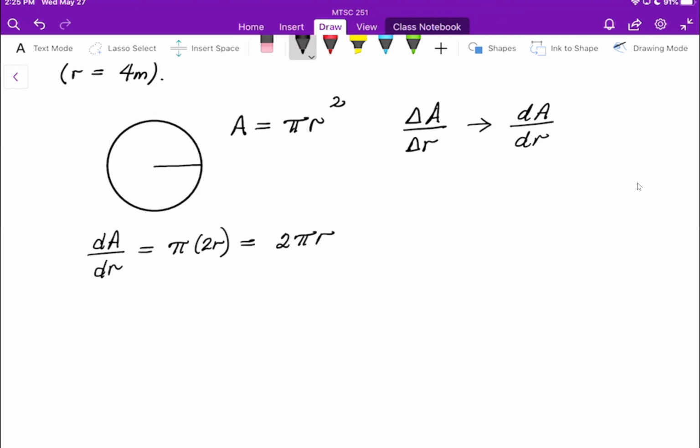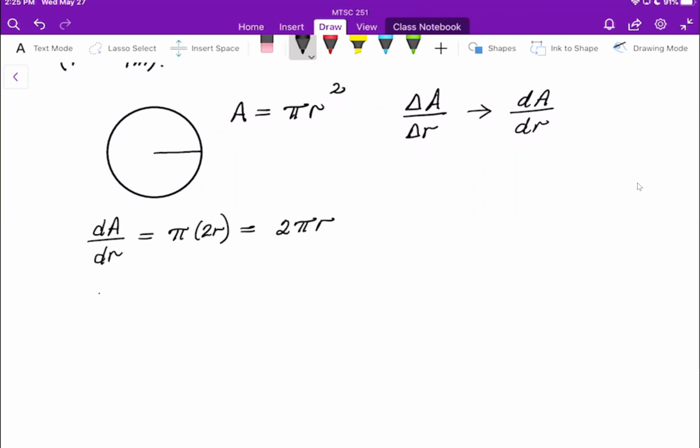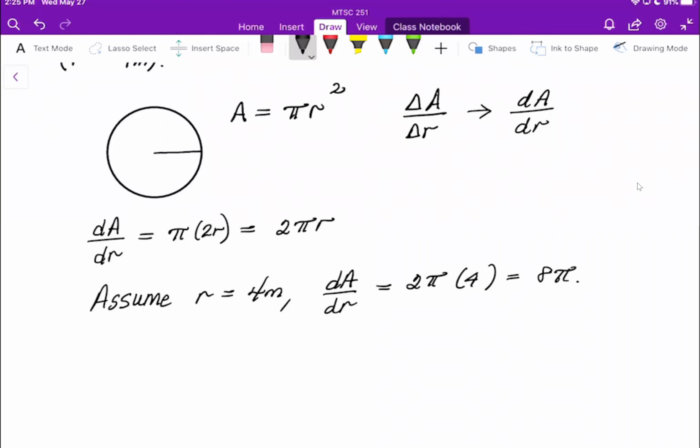And at the exact moment that the radius is equal to 4 meters, dA/dr is going to be 2 pi times 4. We get 8 pi. Okay.